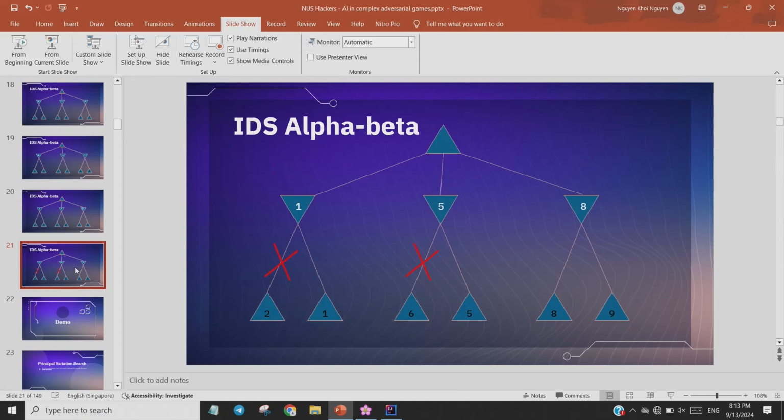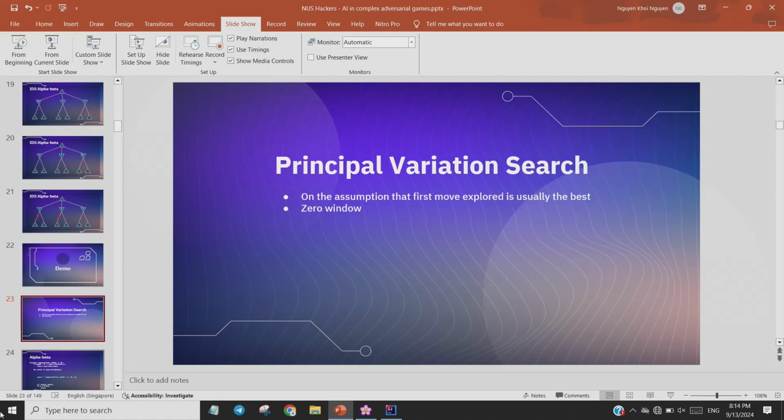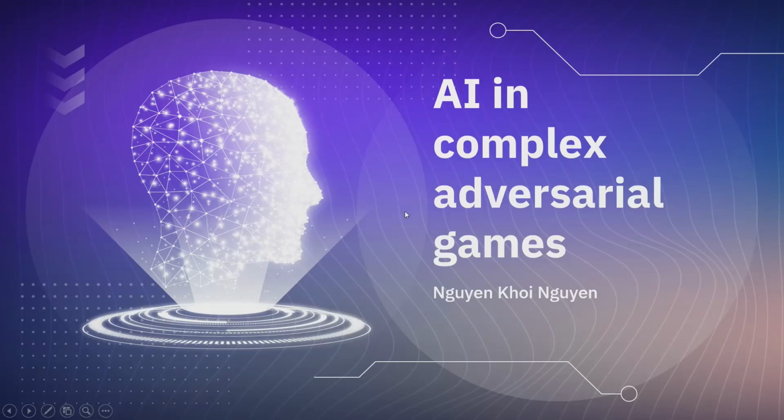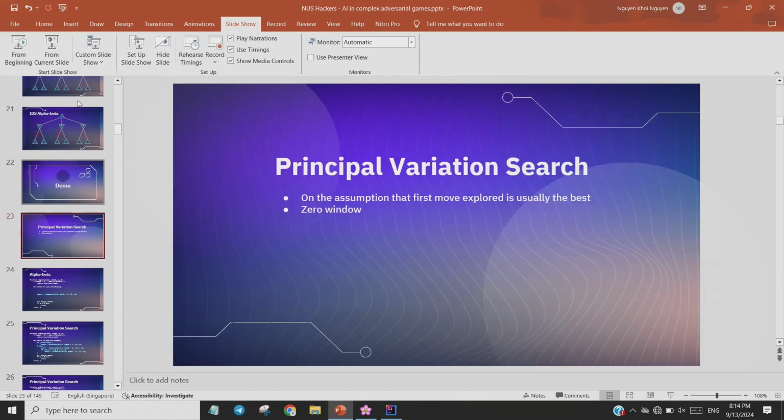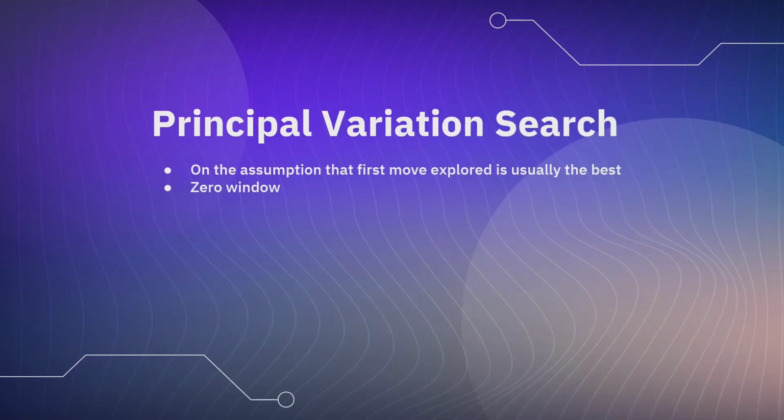Building on that assumption, when you search at a deep enough level, you can assume that the first few nodes that you explore are actually the better moves, and the nodes that you explore later are the not so good moves. So based on that assumption, we have something called principal variation search. Principal variation search is basically on the assumption that the first move explored is usually the best move, and the rest of the moves are not so good. And then what we do is, instead of applying an alpha beta window, we apply a null window.